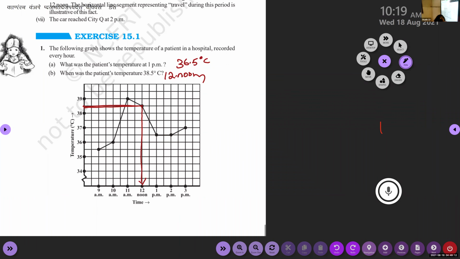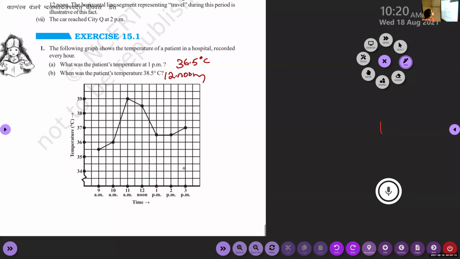Gopika. The patient's temperature was the same 2 times during the period given. What were these 2 times? At 1 p.m. and 2 p.m. there is no change here, a horizontal line. The temperature at 1 p.m. is 36.5 degrees Celsius, and at 2 p.m. also there is no change, the same 36.5 degrees Celsius. So the answer is 1 p.m. and 2 p.m. Write the answer.